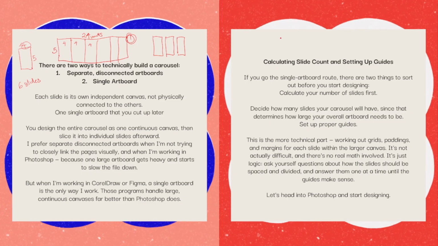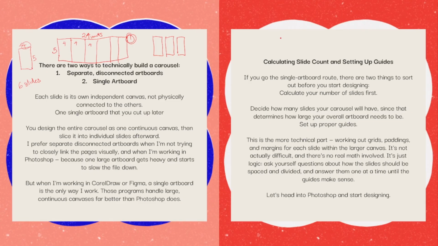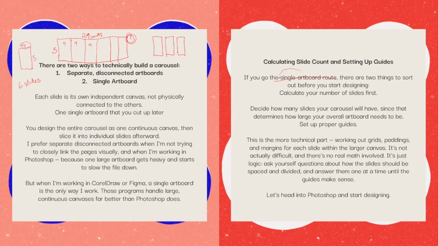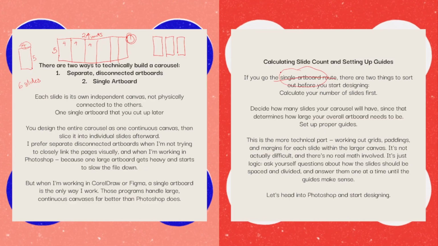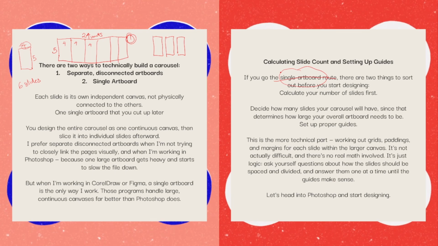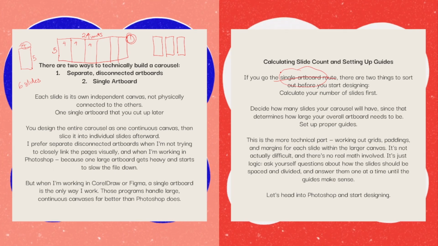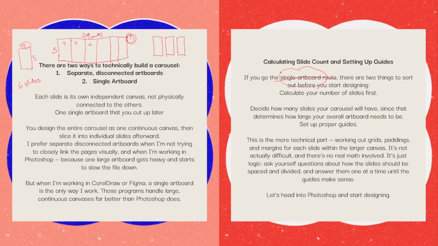Alright, let's move on to calculating slide count and setting up grids. From the brief you'd get, you'd already know the number of slides you are to design. So if you are going to use a single artboard, you have to calculate it before you start designing, which we've done already. I just showed you that now. And then you decide how many slides your carousel will have, because that determines how large your overall artboard needs to be.